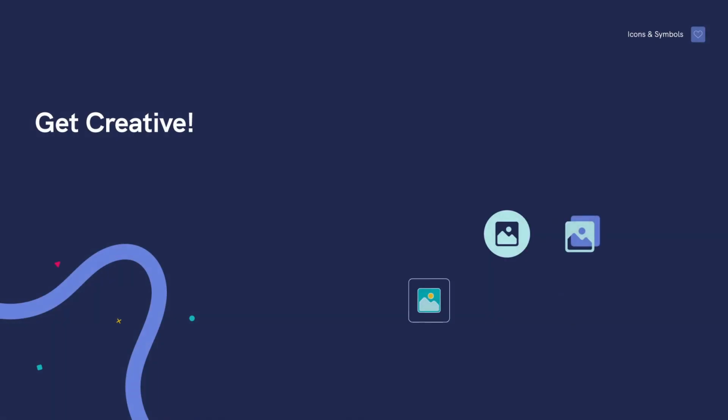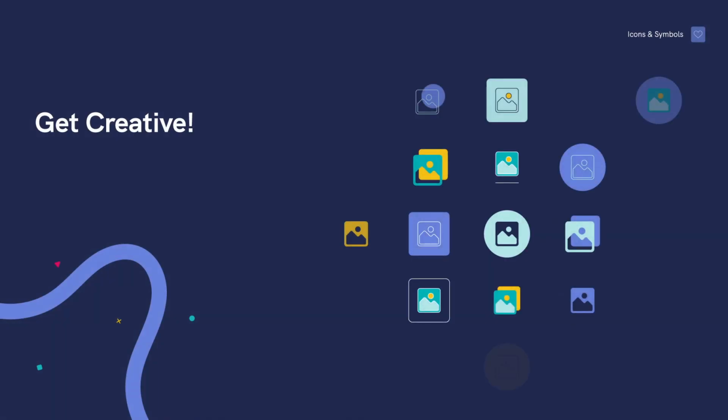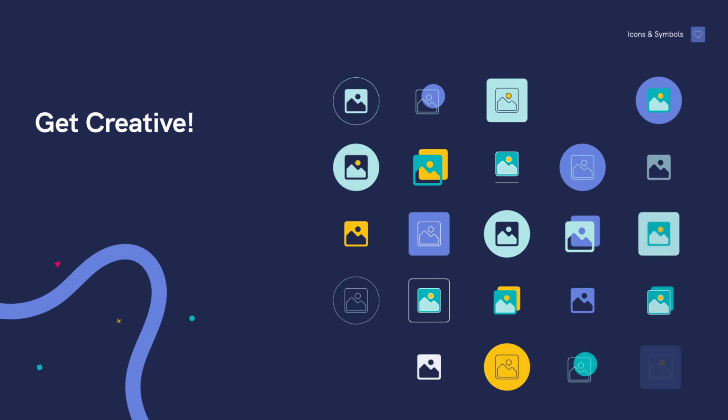The last tip is to have fun with your icons. You can resize, rotate, flip, or even combine them with various shapes to better describe your topic. Like this one. Get creative, the sky is your limit.